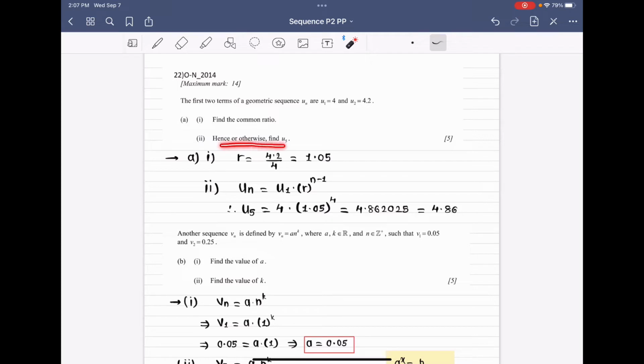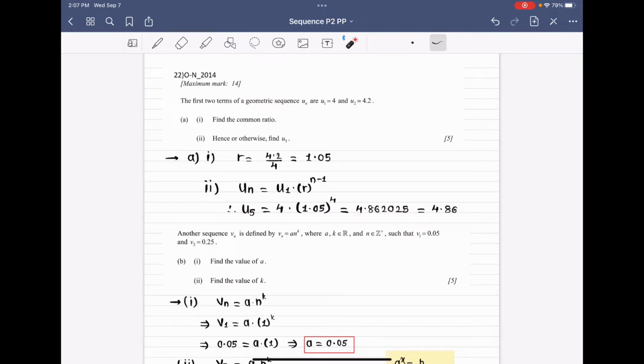Hence or otherwise find u5. U5 means the fifth term. So I'm using the term formula: Un is equal to u1 times r raised to n minus 1. So u5, u1 is equal to 4, r is 1.05, n minus 1 is 5 minus 1, which is 4. So first you raise 1.05 to the power 4, then whatever answer you get, you multiply by 4, and you will get the answer.